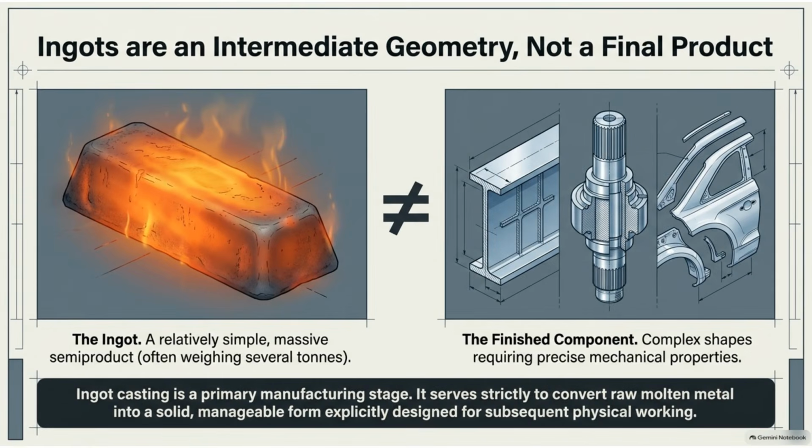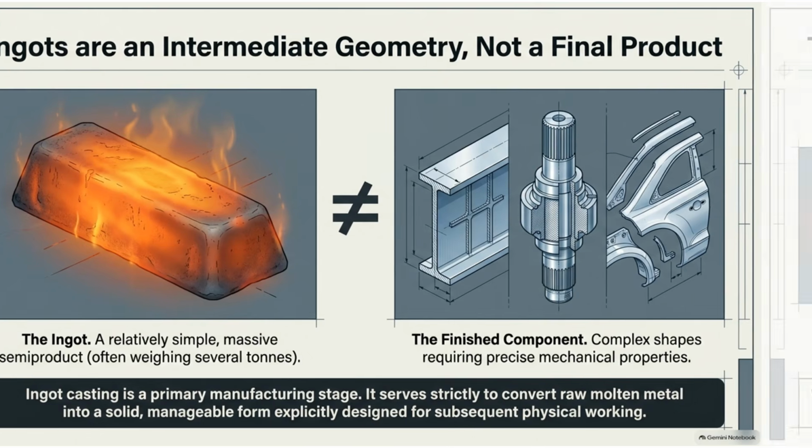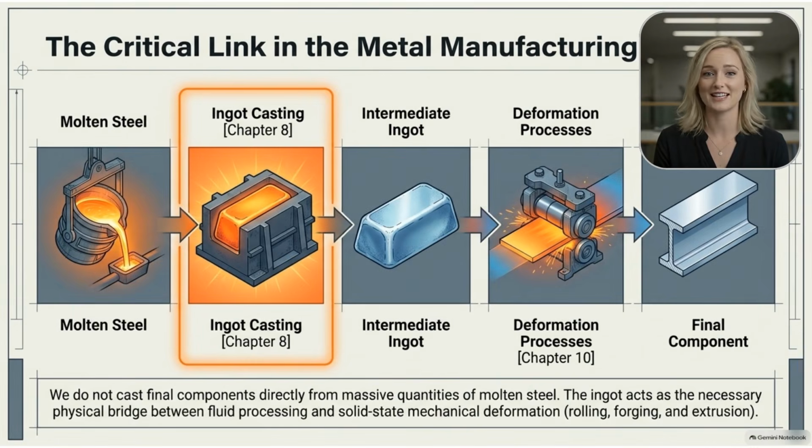Ingots are an intermediate geometry, not a finished product. This primary stage serves strictly to convert raw molten metal into a solid, manageable form, explicitly designed for subsequent physical working. This process represents a critical link in the metal manufacturing lifecycle. We do not cast final components directly. The ingot acts as the necessary physical bridge between fluid processing and solid-state mechanical deformation.